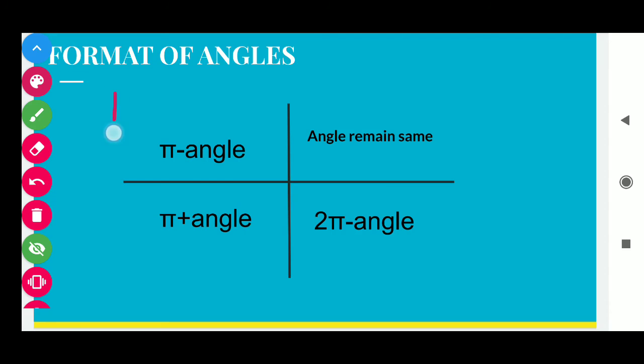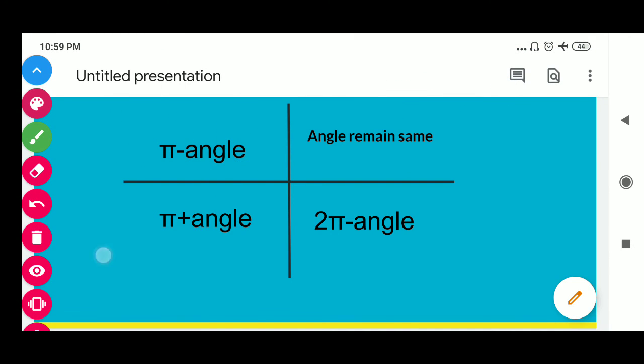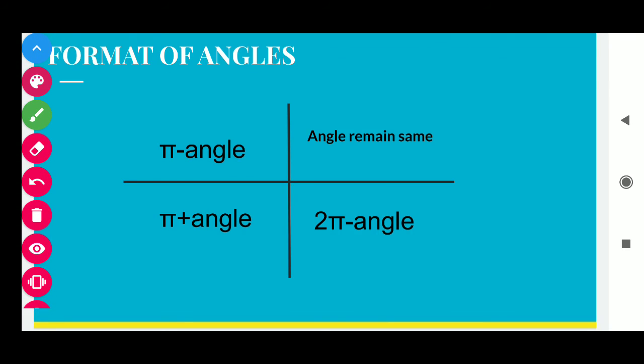Suppose here we have 120 degree. 120 degree also lies in the second quadrant. So students, in the second quadrant we write pi minus angle. So we will write 180 minus 60 degree, because 180 minus 60 degree is equal to 120 degree. So students, hopefully this concept is clear to you.